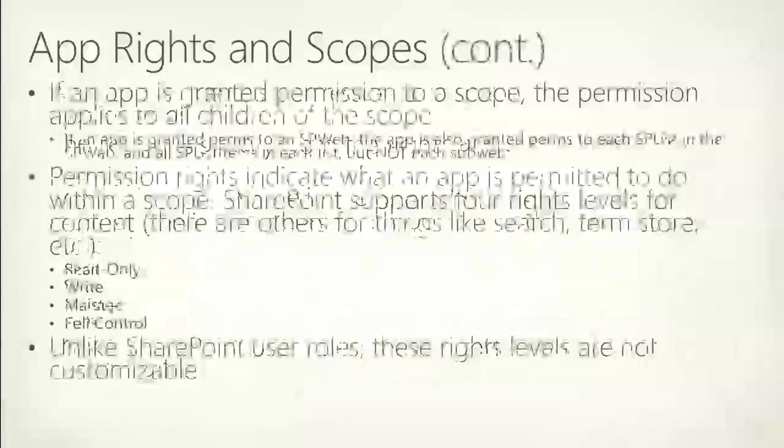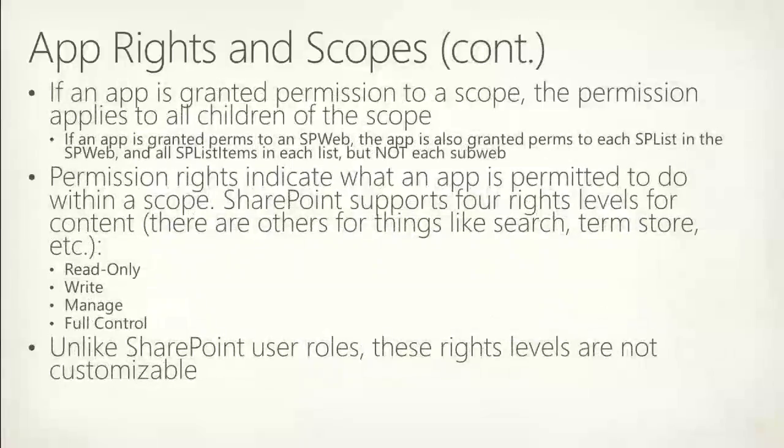Okay. If the application is granted permission to a scope, the permission applies to all the children at that scope. So in other words, if I say, yes, you have access to this particular web, now I have access to all the content in that web for whatever permission was requested. Where this doesn't apply is if I have permission to a particular web and then there's a subweb in my environment, unless I've been given the site collection scope rights, I don't have permission to that subweb.